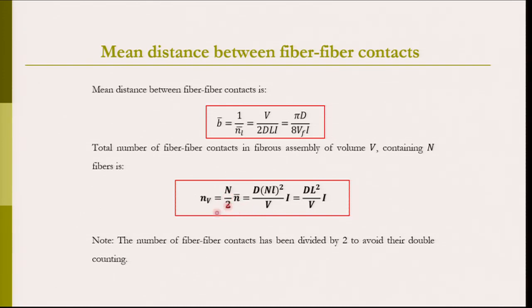So, N_V can be expressed in terms of d L squared by V into I. So, this is a simple formula to calculate the total number of fiber to fiber contacts in a fibrous assembly of volume V containing n fibers.